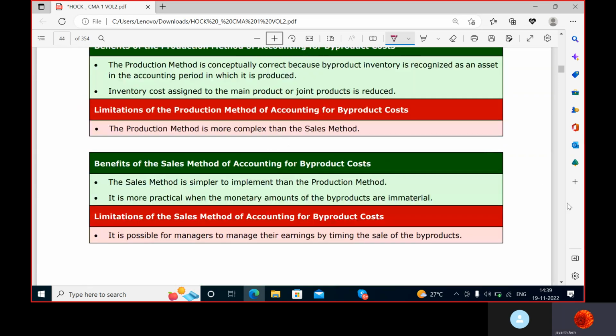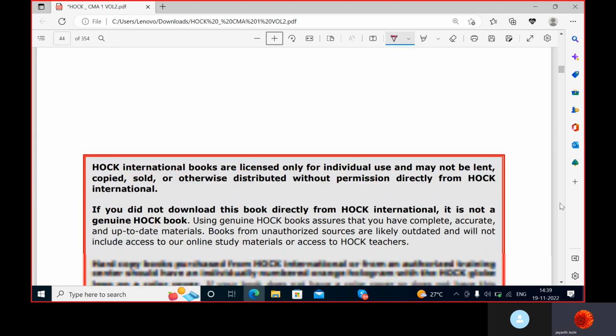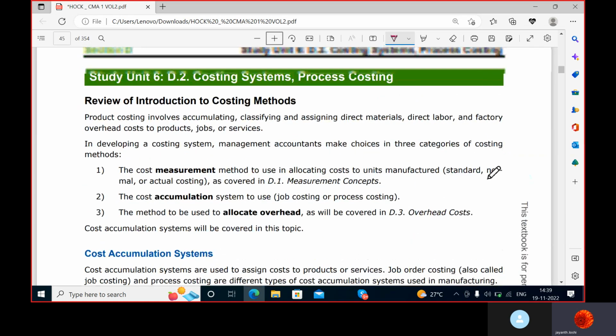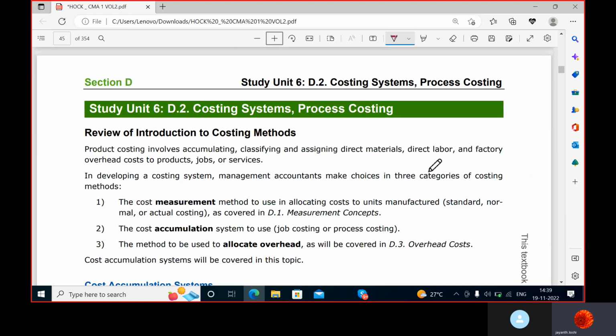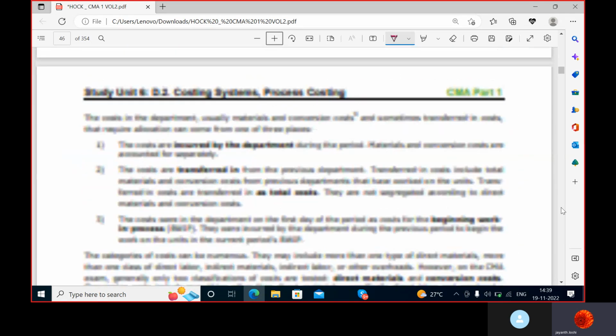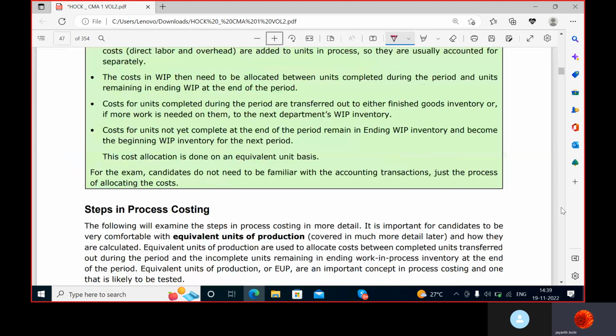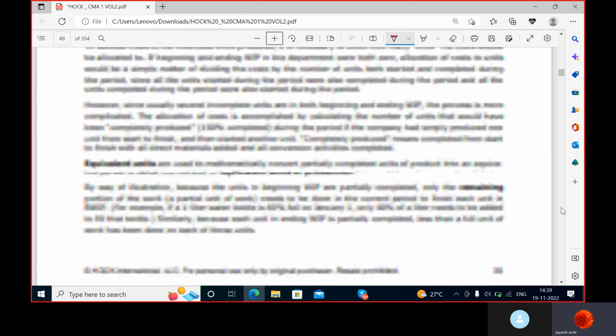So the next class would be on overheads. I'm not giving much importance to byproducts. You can barely expect anything. But the next chapter would be overheads, and let's start the overheads concept in the next class.